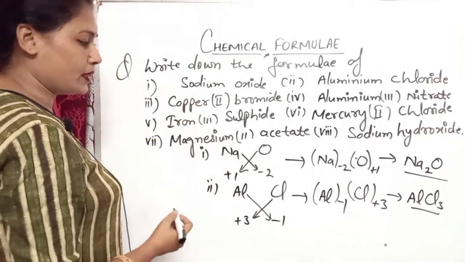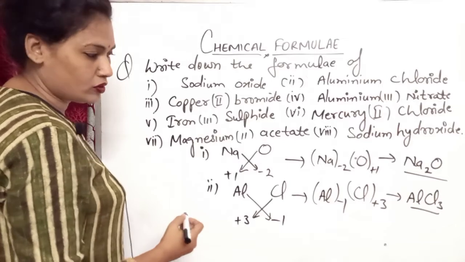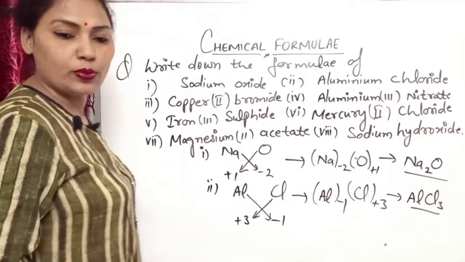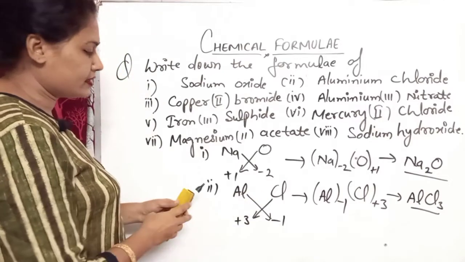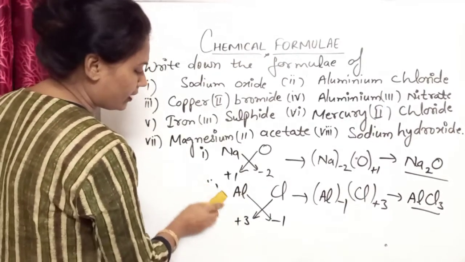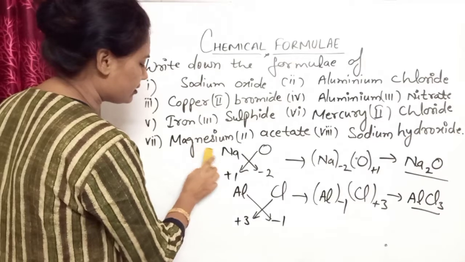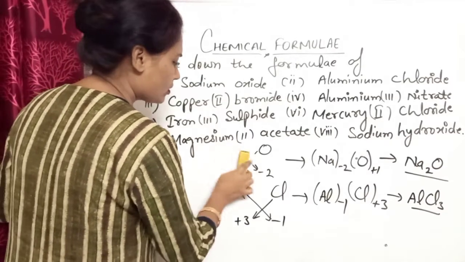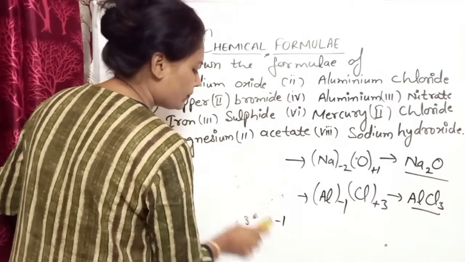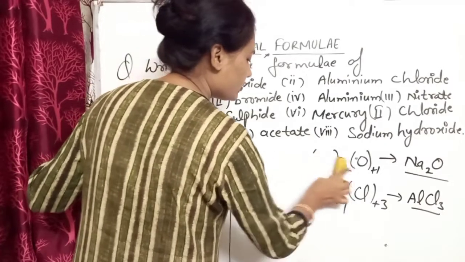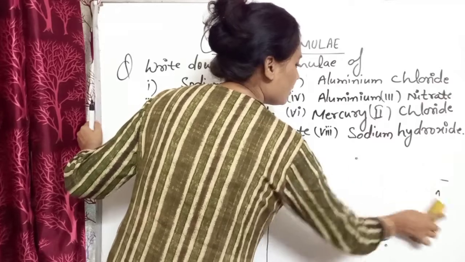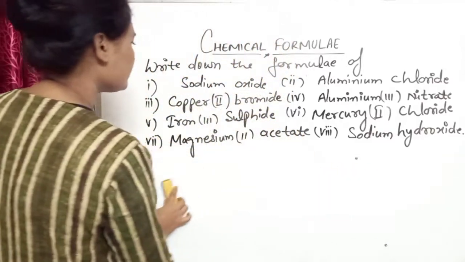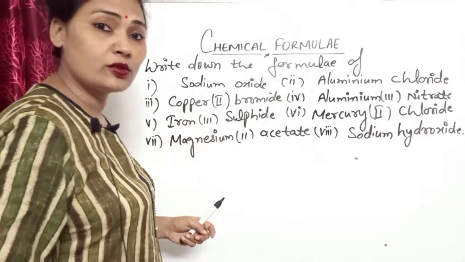Next is copper(II) bromide. So the third formula we can take is copper(II) bromide. Let us try it. If you have not written this, pause the video. Okay. Now we can write the other formula. Next formula is copper(II) bromide.